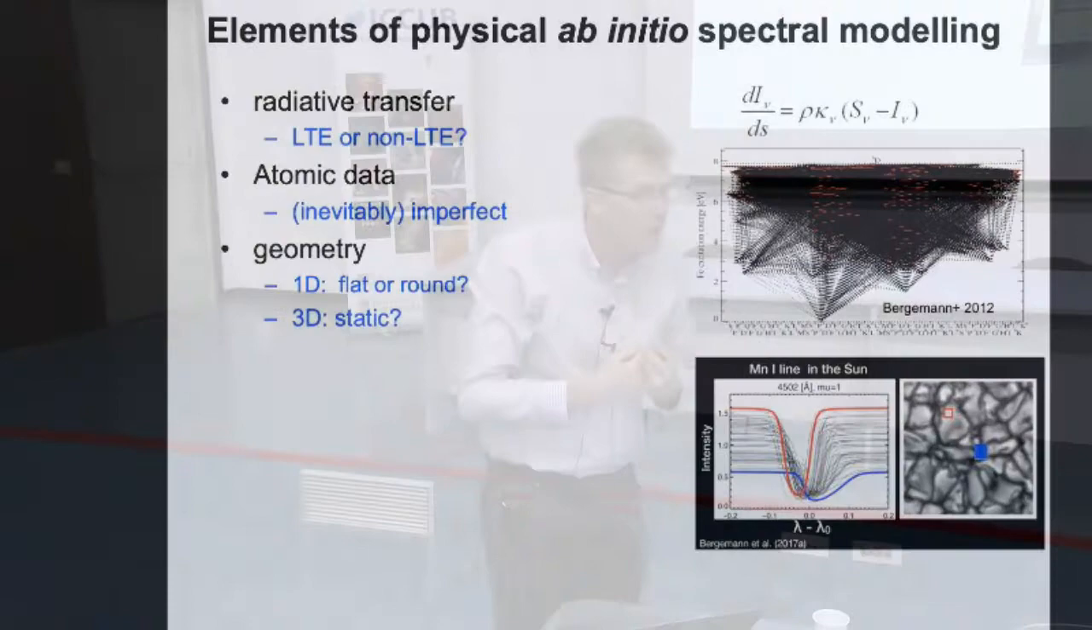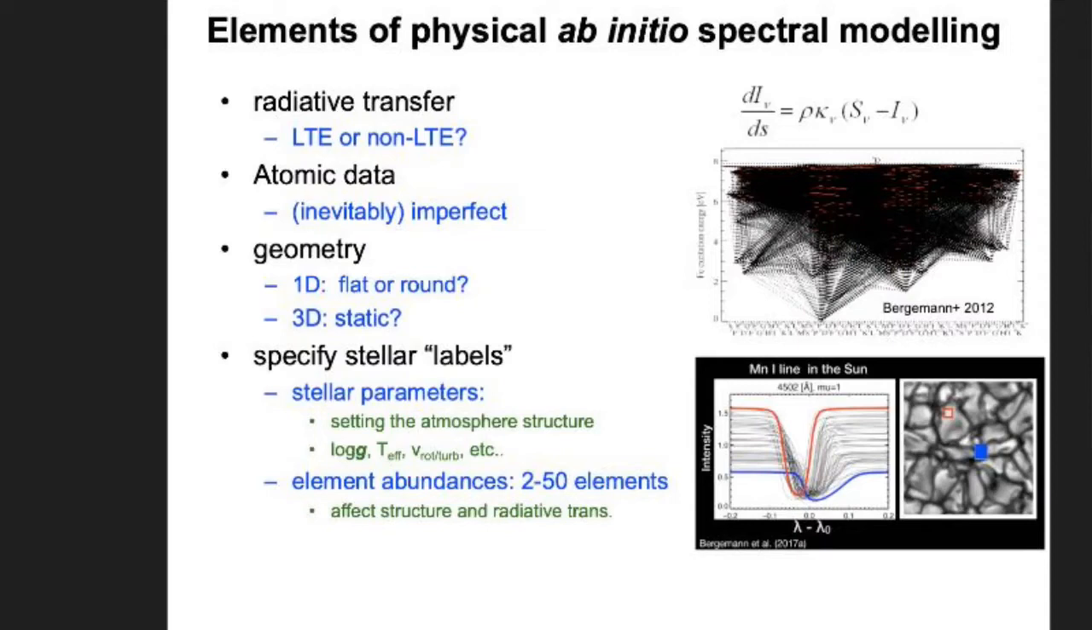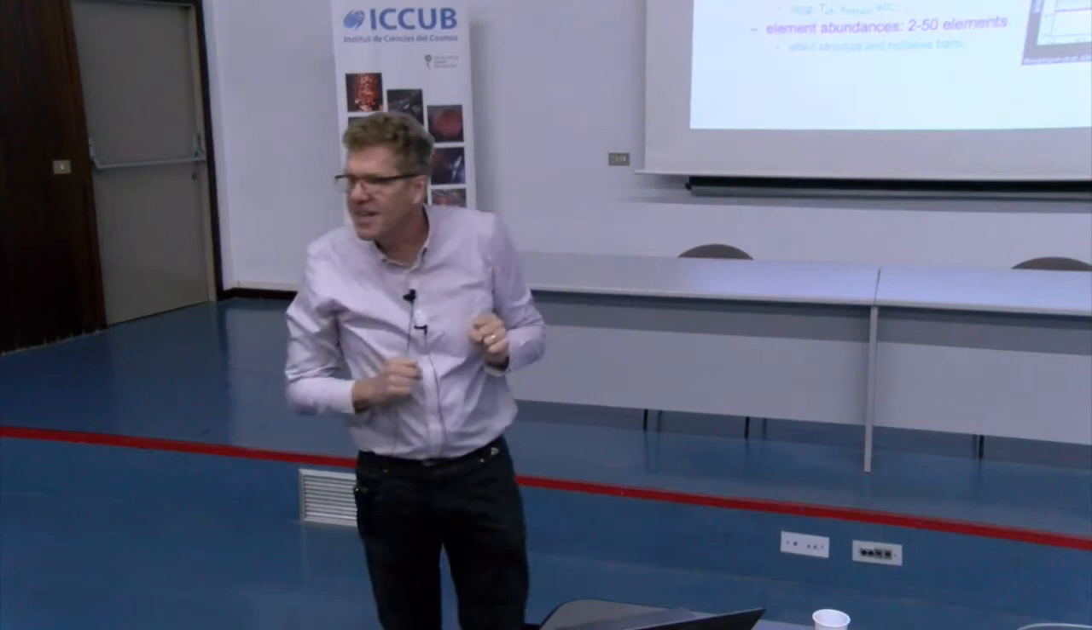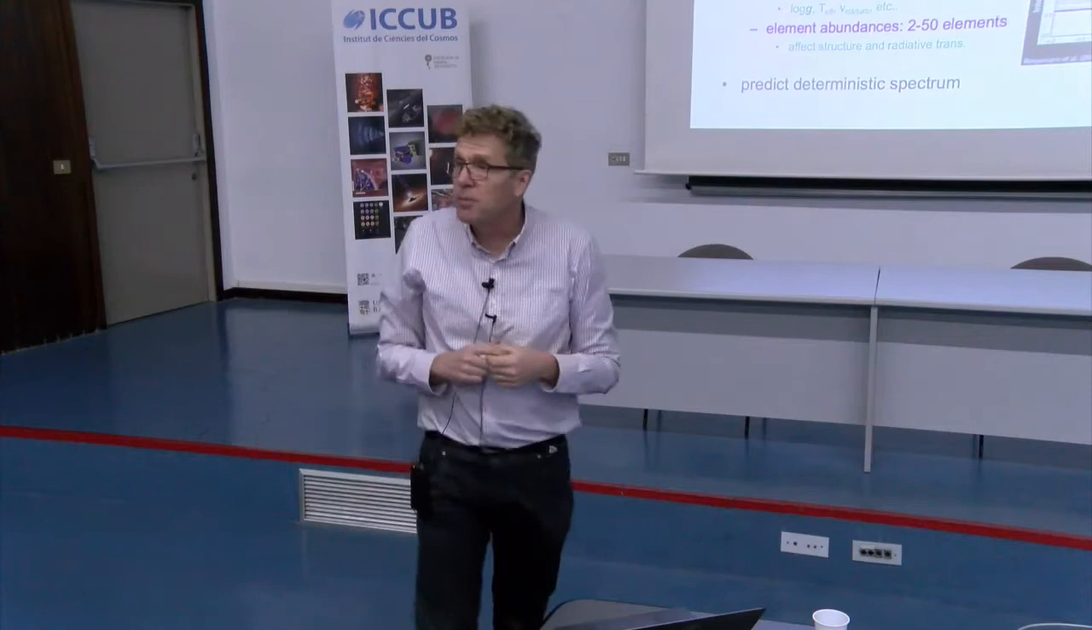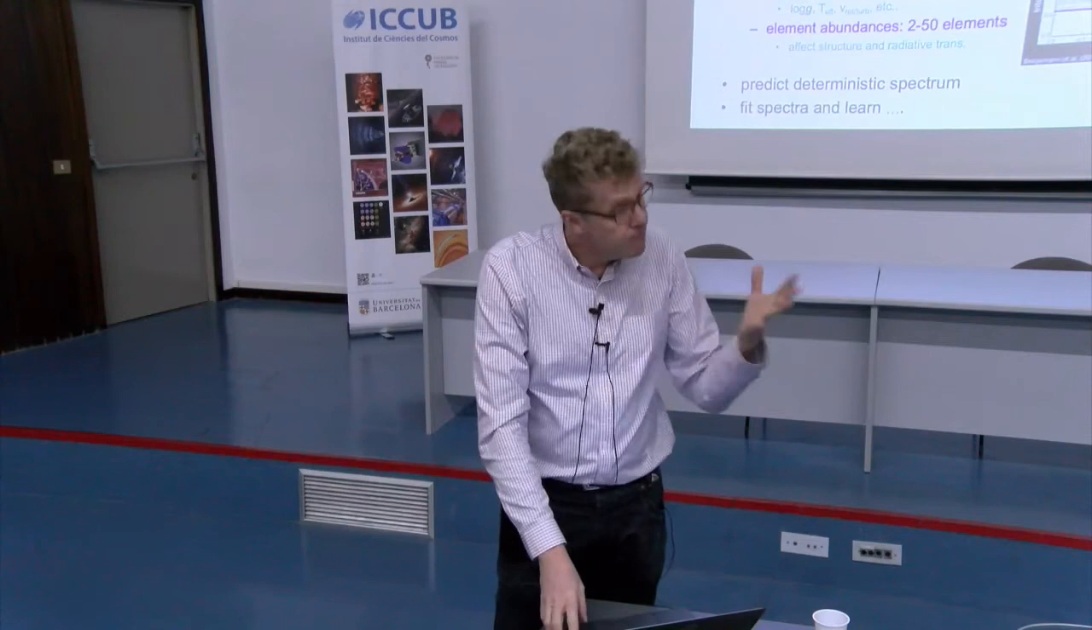And then what one would like to do is make a model, you specify stellar parameters: what is the mass, what is the radius, what is the bolometric luminosity, which gets converted into log surface gravity and effective temperature, etc. And then you specify the periodic table, which you have in twofold copy here in the room, or at least the relevant parts of it. And then you predict a deterministic spectrum, because stars are really in hydrostatic equilibrium to quite a good approximation, so at least in the time average, you can do that. And then you fit and you learn, right? That's how it's supposed to go.